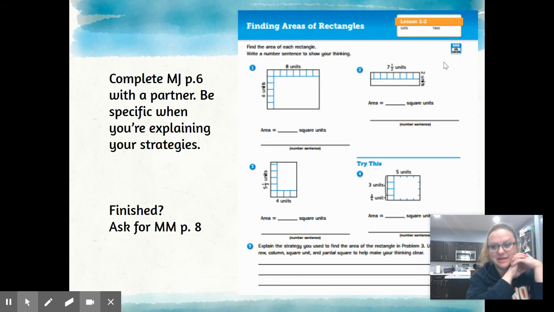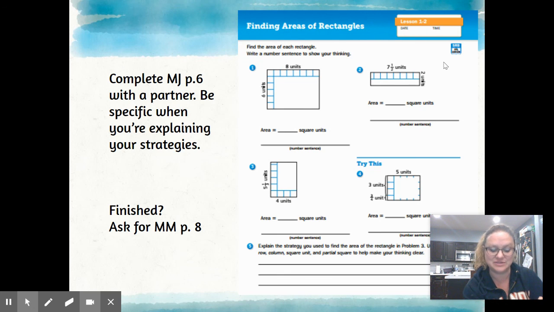Okay, what I would like you to do now is journal page, MJ Math Journal, page 6. Okay, and here's how we're going to try this. We're going to come back to our class Google Meet. I will let you know when to come back. I'm sure I already did. So please come back to the Google Meet. The goal is to have finished this page, page 6, and then I will give you directions after that.